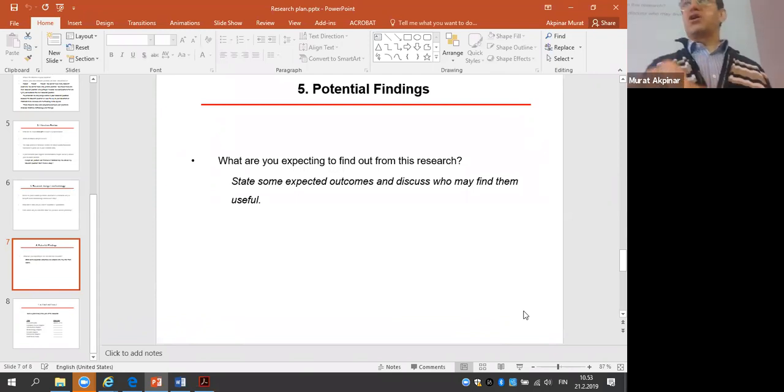So this is again a checkpoint. When you are writing this, perhaps you should take into account your objectives. So my checkpoint will be: what you are expecting to find out, is that matching with your objectives? Perhaps this is another way of asking what your objectives are. So what are you expecting to find out?